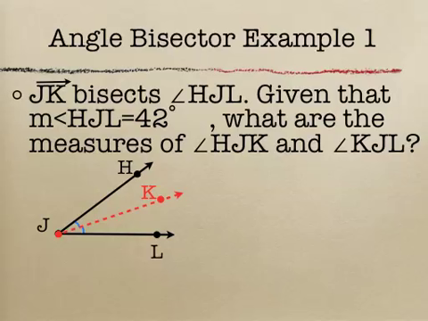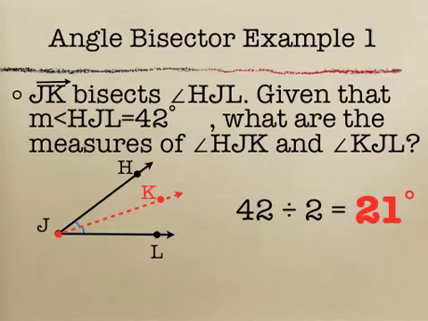We know that a bisector is going to create two equal angles. So what I can do is take the whole angle, 42, and divide it into two equal parts. So 42 divided by 2 equals 21. So each angle, HJK and angle KJL, is going to be 21 degrees.